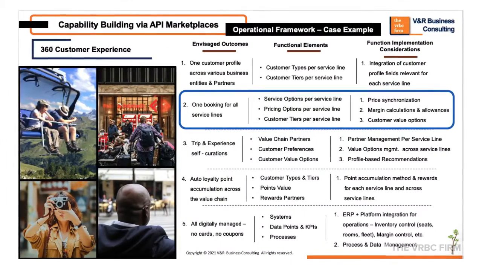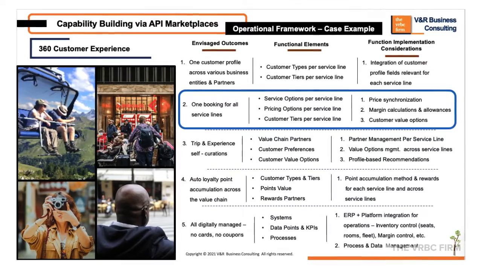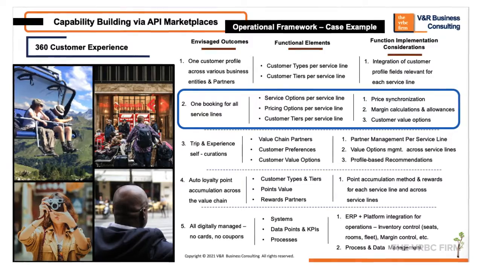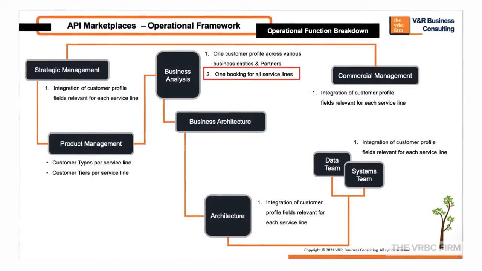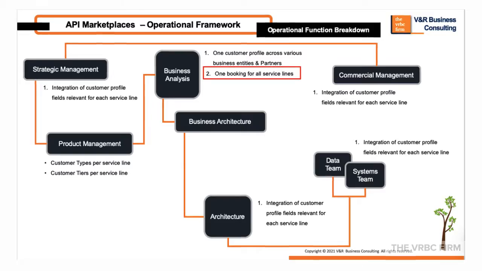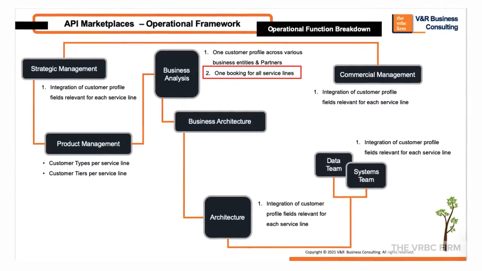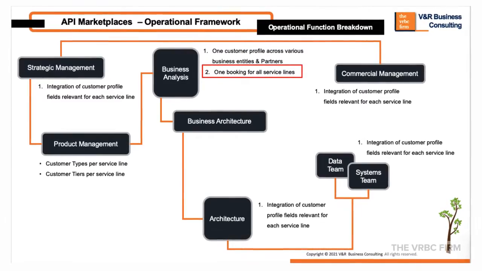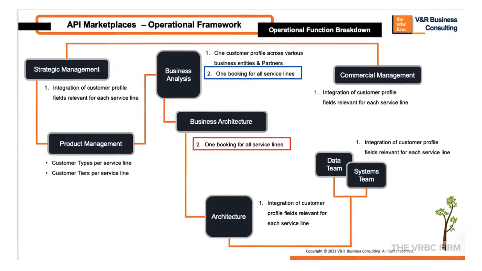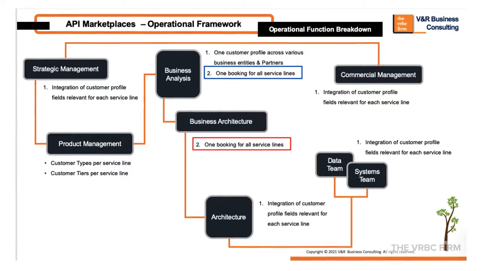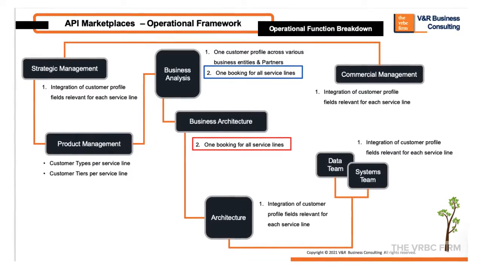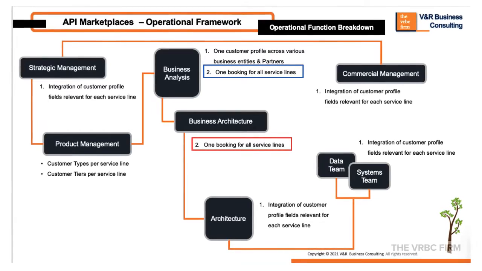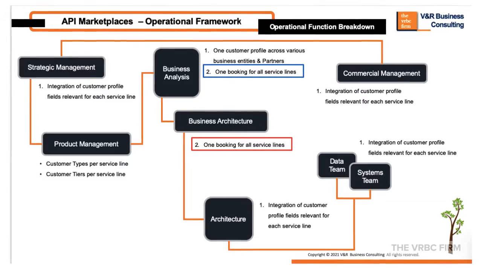We move on to the next objective. The booking process needs to be unpacked, and this is largely a business analysis function. Furthermore, the impact to the process and business architecture of each partner landscape needs to be assessed, defining the systems and data points involved in fulfilling this process.